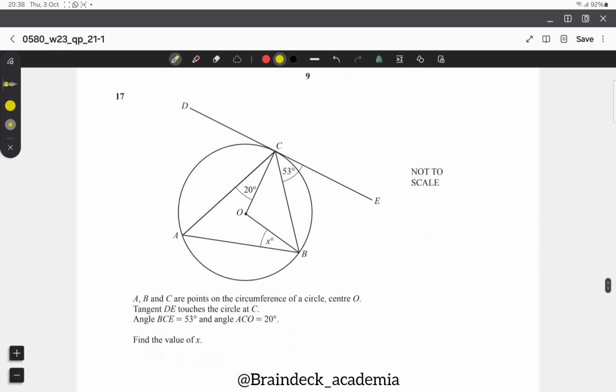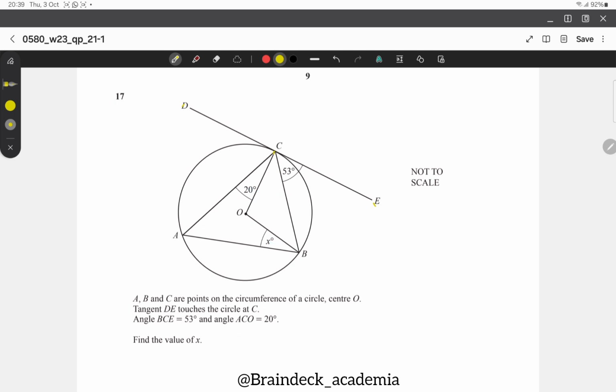Let's move on. Okay, now this circle geometry. All right, they say that A, B, and C are points on the circumference of a circle, center O, tangent DE. So the line DE is a tangent, touches the circle at point C. And now say angle BCE is 53, and angle ACO is 20. Now say find X. We have to find X.